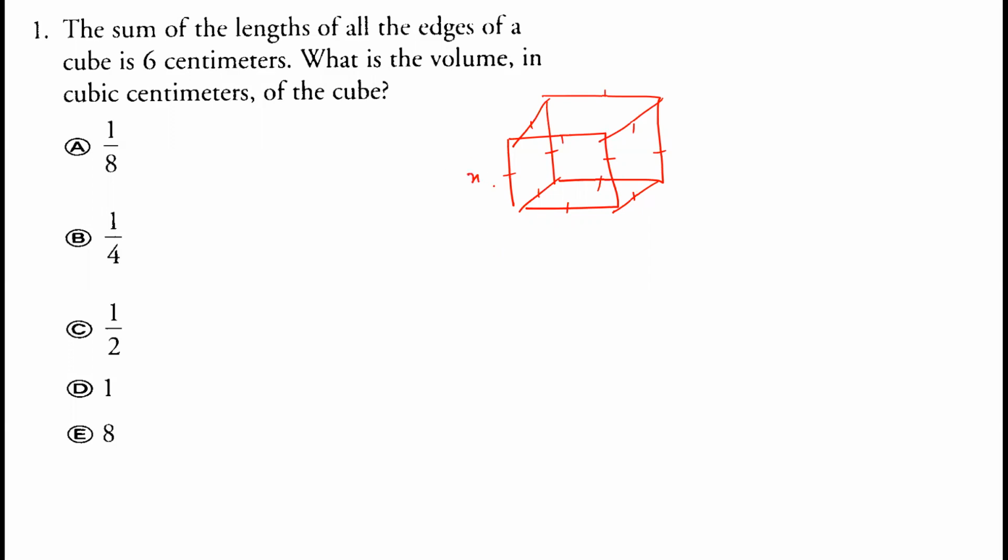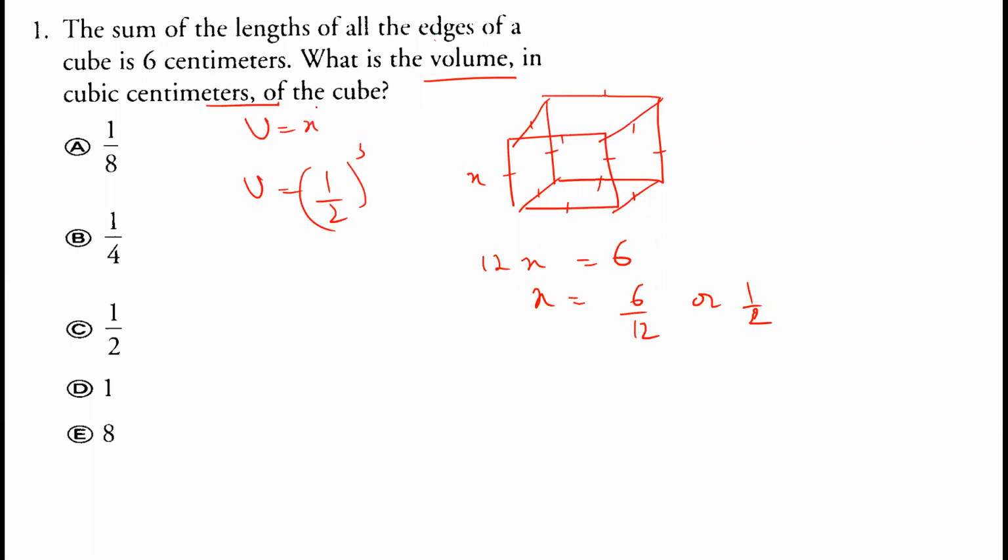So each edge, let's suppose, is x. So 12x equals 6. So the sum of the lengths of all edges of a cube is 6 centimeters. So each length is 6 by 12, or 1 by 2. Now what will be the volume? So we need to find the volume in cubic centimeters. So volume equals (1/2) cubed, because the volume formula is x cubed, where x is the length of the side. So (1/2) cubed equals 1/8. Hence option A is correct.